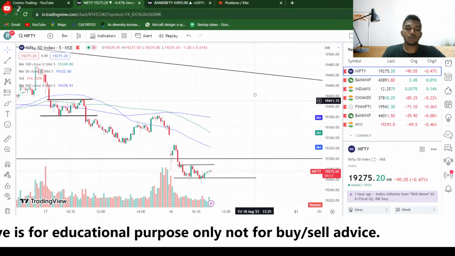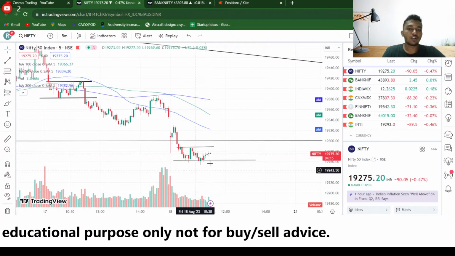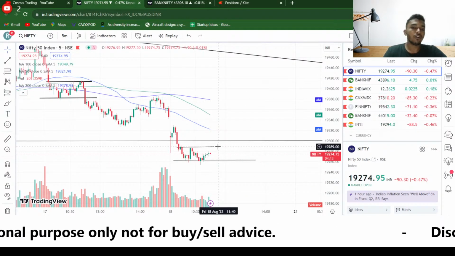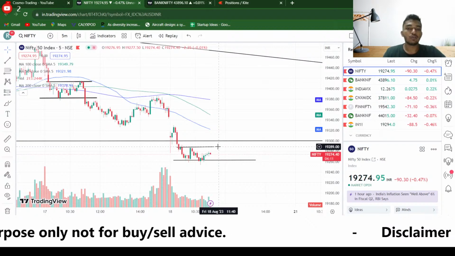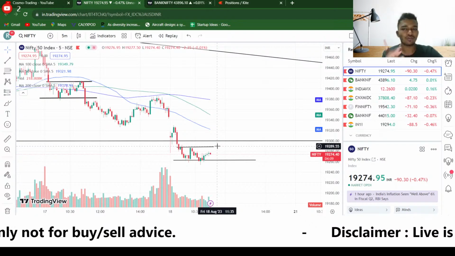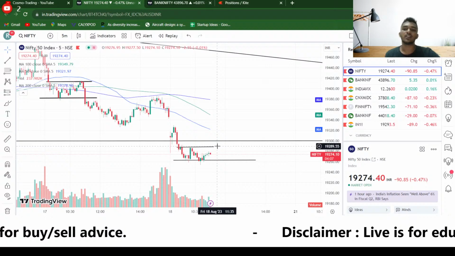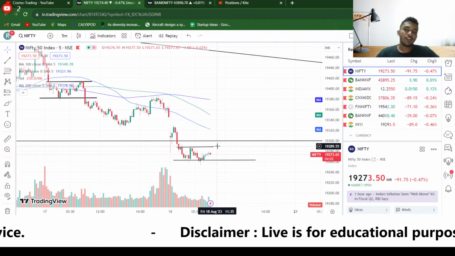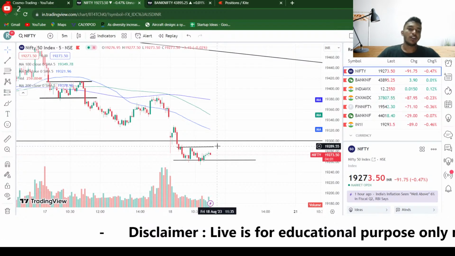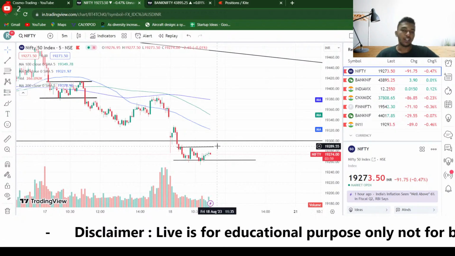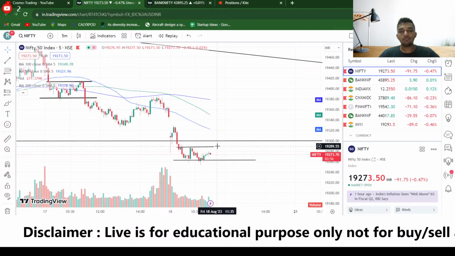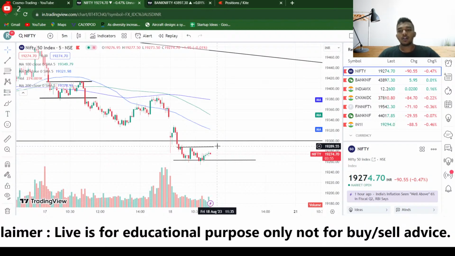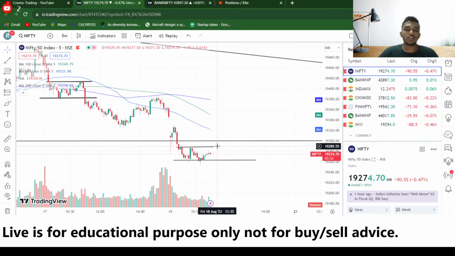What we want is that Nifty should consolidate here in this range, and Nifty should eventually break the 19,290 area. Once it breaks the 290 area, it is going to come for a retest at 19,311, and I feel that we are going to break 19,300 if it breaks the 19,290 area. So eventually we will be above 19,300. That's my point of view.